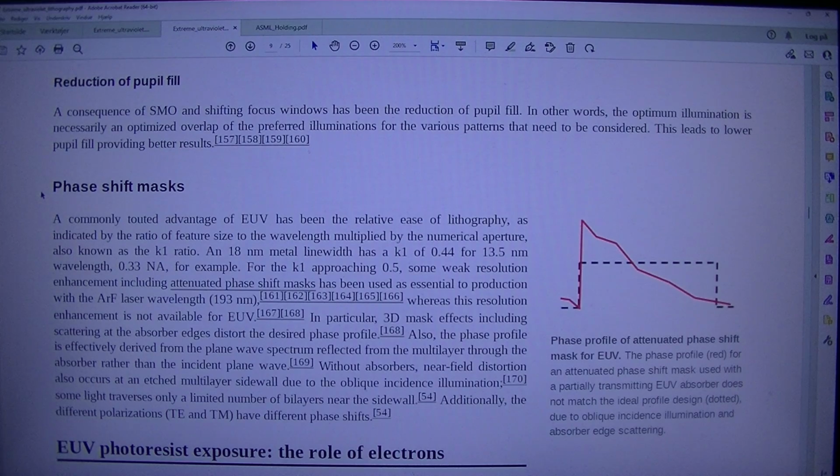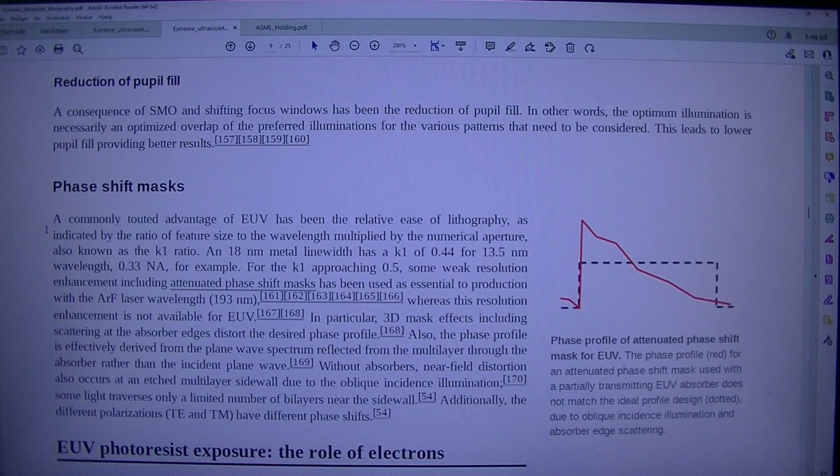157, 158, 159, 160. Phase shift masks. Phase profile of attenuated phase shift mask for EUV. The phase profile, red, for an attenuated phase shift mask used with a partially transmitting EUV absorber does not match the ideal profile design, dotted, due to oblique incidence illumination and absorber edge scattering.